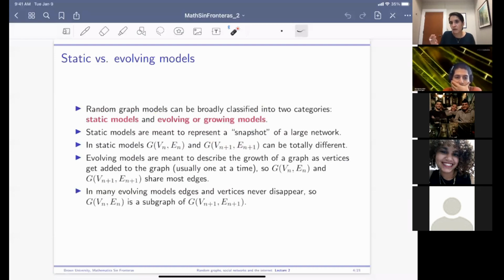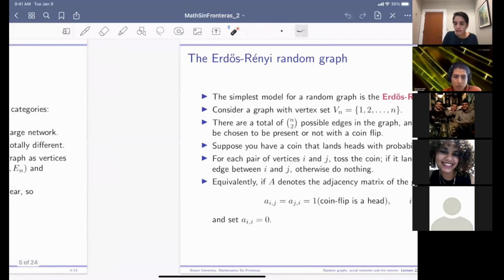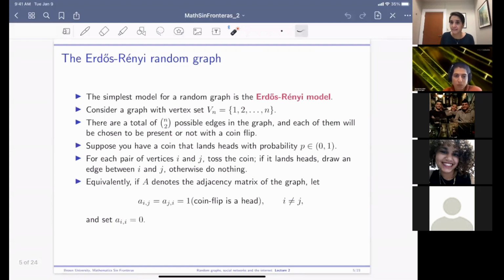There are models where, as time passes, we also remove edges or remove vertices, but there are also many models of evolving graphs where we do not allow any edge or any vertex to disappear, in which case, as we grow the model, the old one from the previous instant is a subgraph of the new one, right? So every vertex that was here is also going to be here. Every edge that was here is also going to be here. That's going to be typical of some very famous models that you may have heard of. Today, we're going to devote most of our attention to the static graph models.